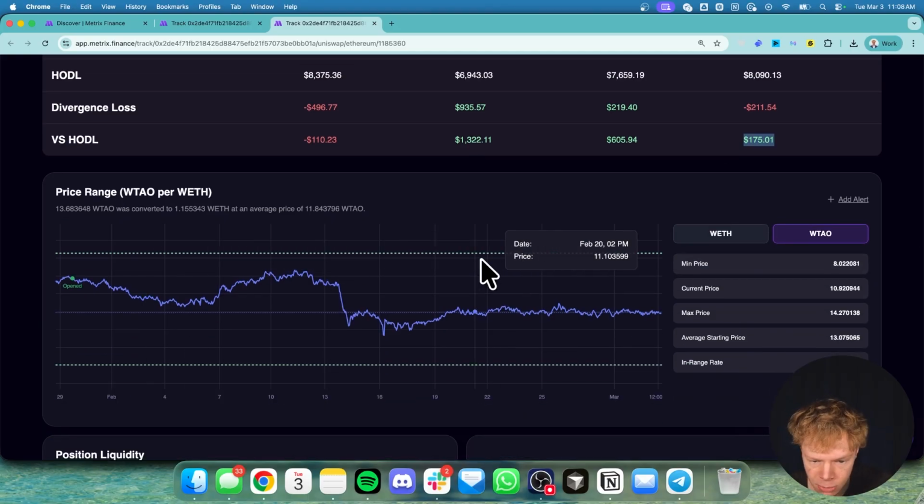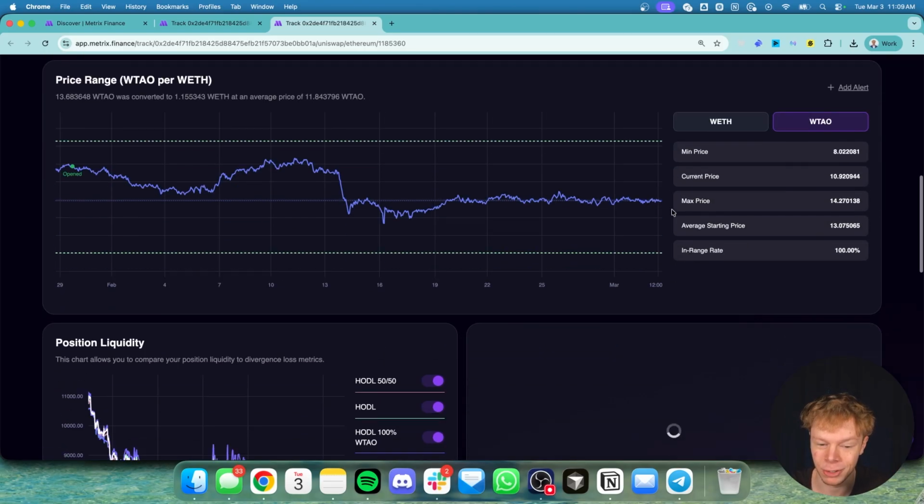We see all the information about our price range over here, like min, current, max, average starting, as well as how long we've been in range. We can flip the pricing terms if we wish, and we can even set price alerts to get notified at our email whenever we're about to go out of range. That helps you prevent further divergence loss.